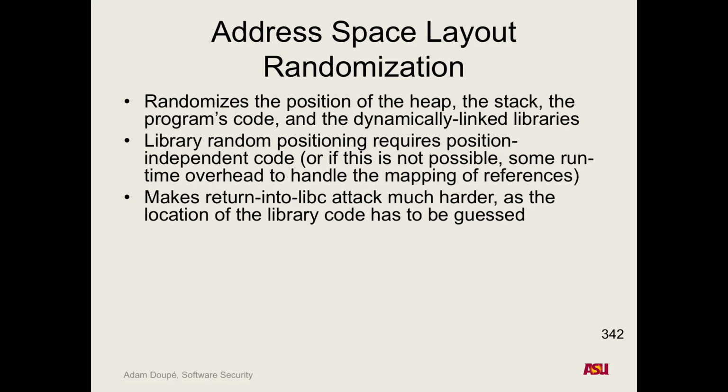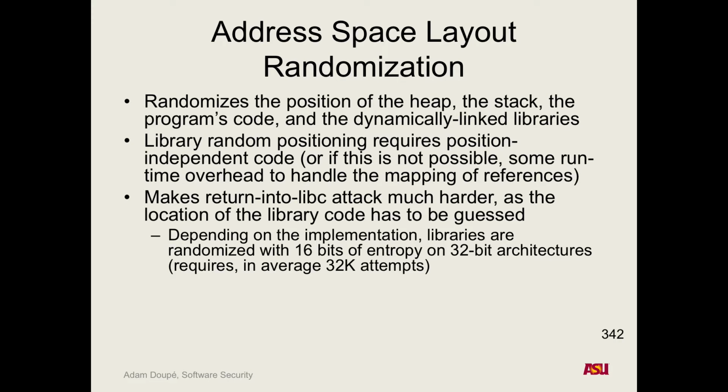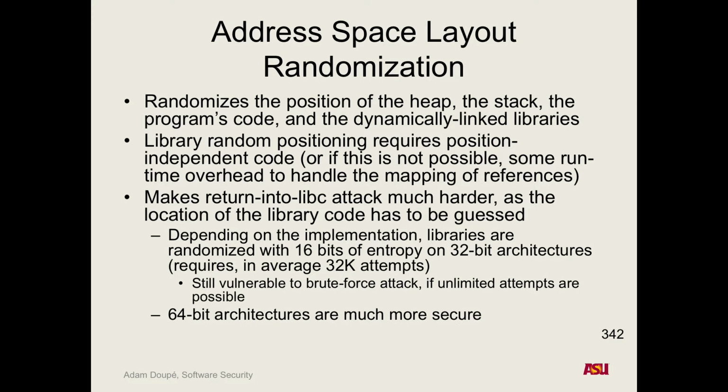But how can we get around this? Brute force, right? So one question is, depending on the implementation, how much entropy actually is there? And so actually on 32-bit, you can pretty much get around ASLR pretty easily. You can do it in 32,000 attempts. You're likely to get it correct. Right, so that's pretty cool, right? So it can still be vulnerable.